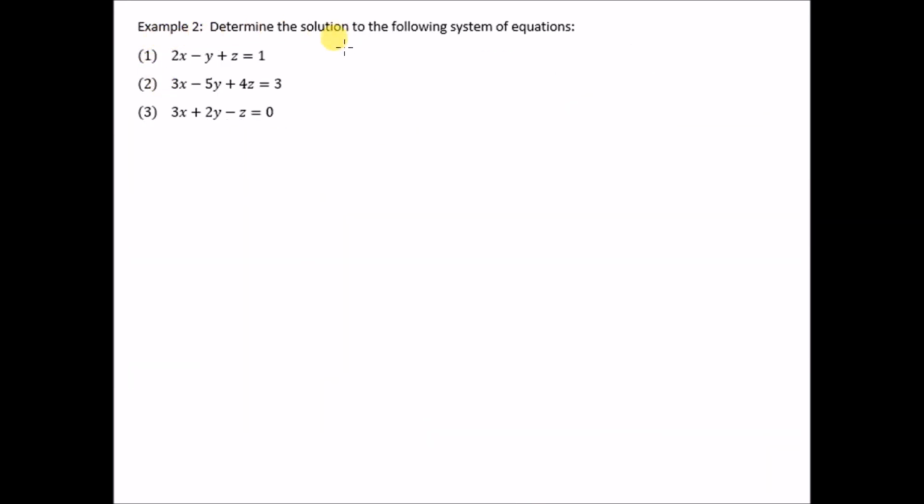Example 2. Determine the solution to the following system of equations. So again, we have 3 unknowns, 3 equations. So first, let's actually not forget this. Let's check the normals. We have n1: 2, -1, 1. Okay, we have normal 2, which is 3, -5, 4. And then we have normal 3, which is 3, 2, -1.